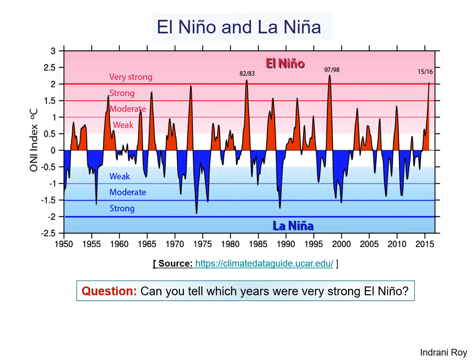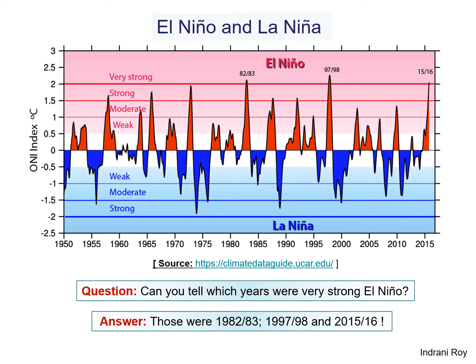Now, can anyone tell which years were very strong El Nino? Here you can see those were 1982-83, 1997-98, and 2015-16.